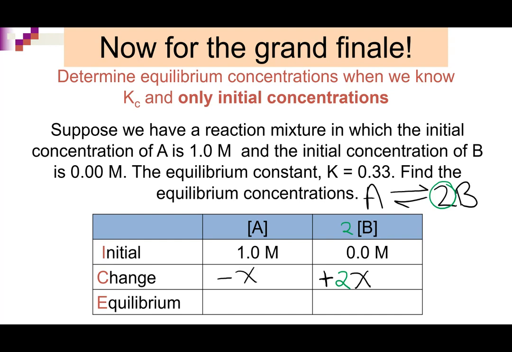Okay. So if we continue with this process, we don't have any actual numbers to use. The equilibrium concentration for A is going to be 1 minus X. And the equilibrium concentration for B is going to be 2X. Now all we have to do is solve for X. Sounds easy enough.